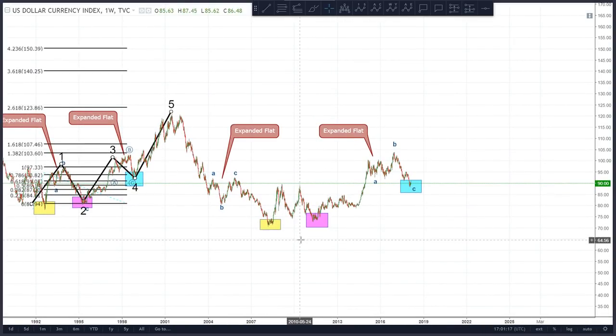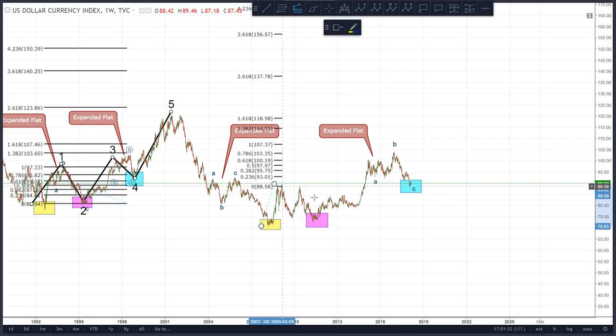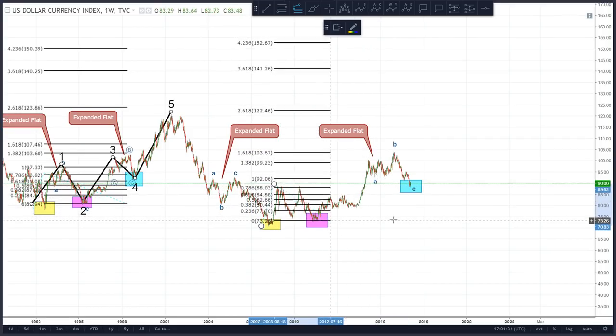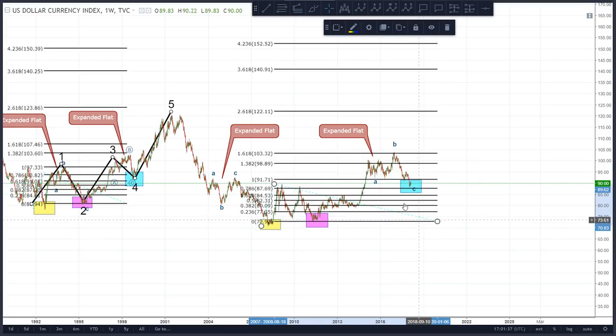Now let's do the wave count for wave C. So in an ABC, the C leg is also 5 waves. So I make this to be wave 1. End of wave 2 will finish here. Okay, and I've got wave 3 coming up to here. Yeah, the 1.382. Or you could argue it finished at the 1.618. However, because the dollar loves its expanded flats, I believe it's finished here.